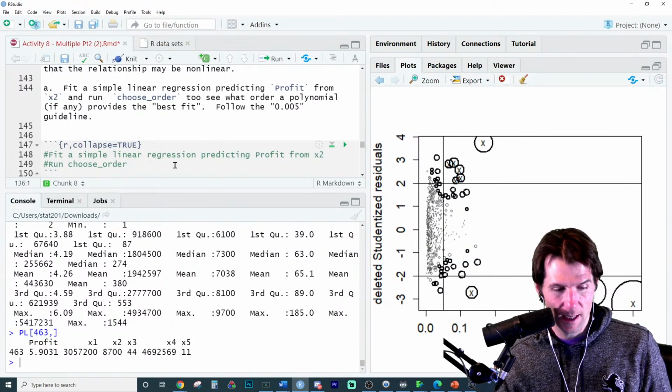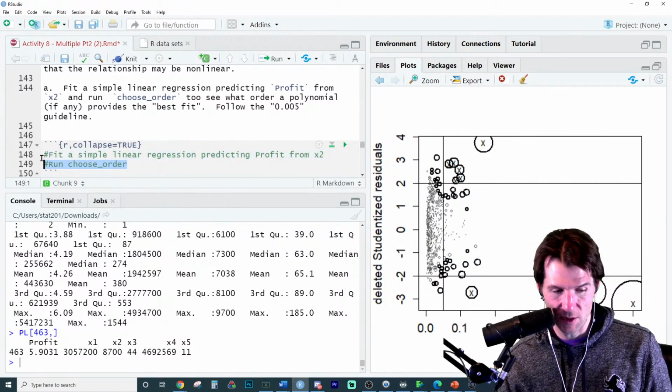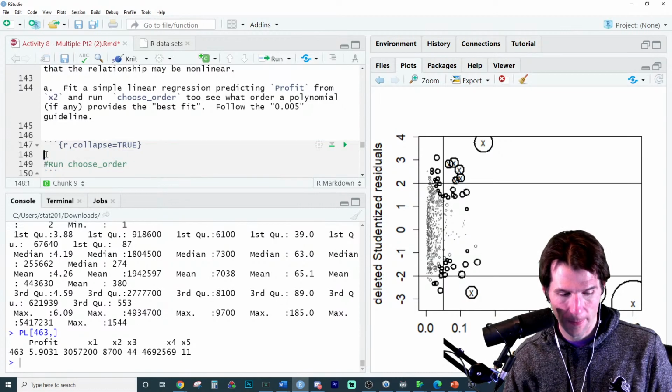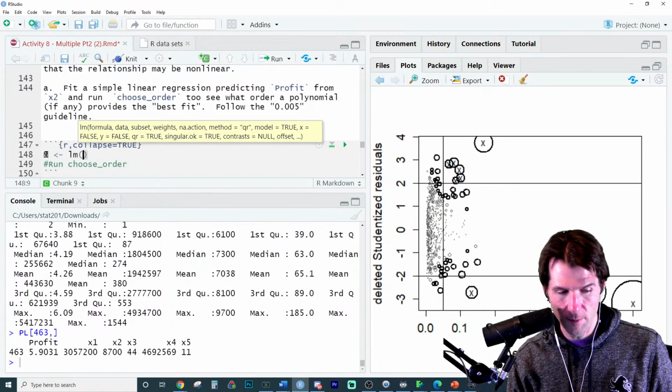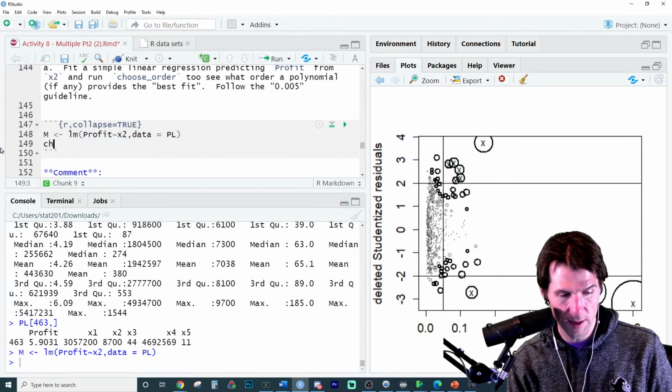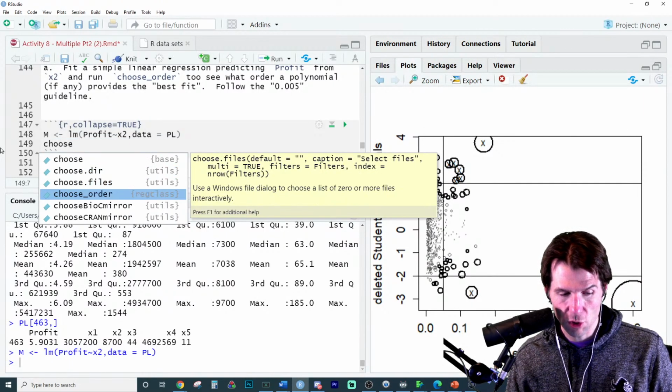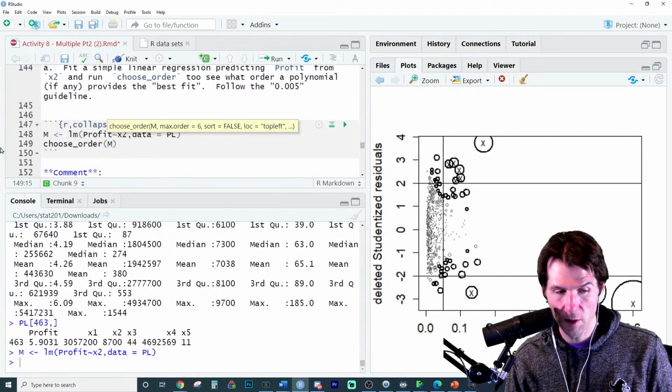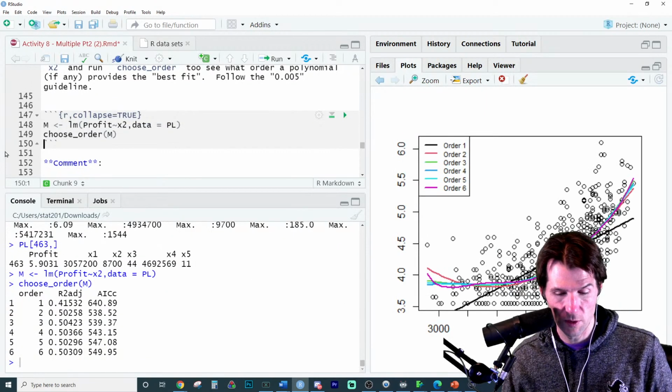So we're going to fit a linear model predicting profit from X2, and then we're going to run the choose order. So we're going to fit our model, lm, profit, tilde, X2, comma, data equals PL. And then we're going to run the choose order on it. Choose order is going to help us choose the polynomial degree order that we should use.